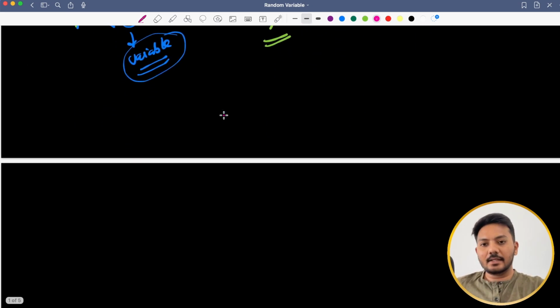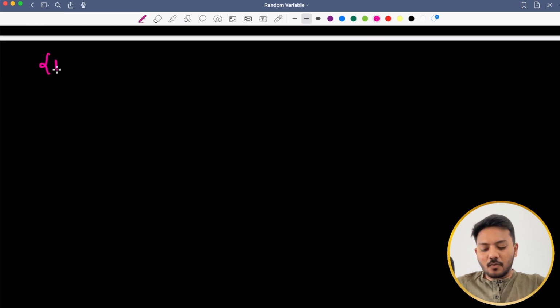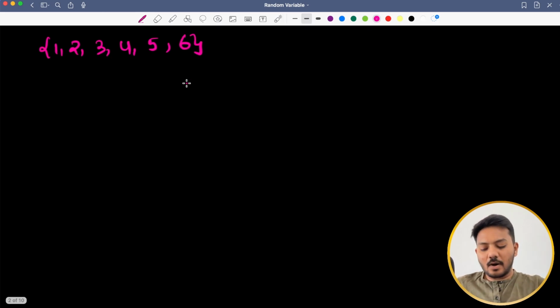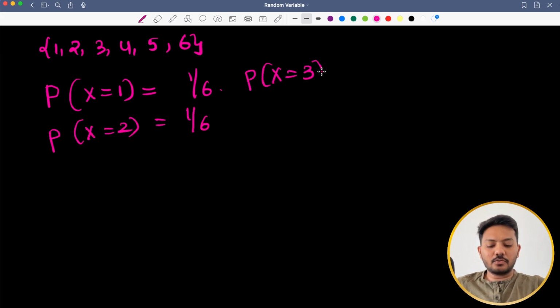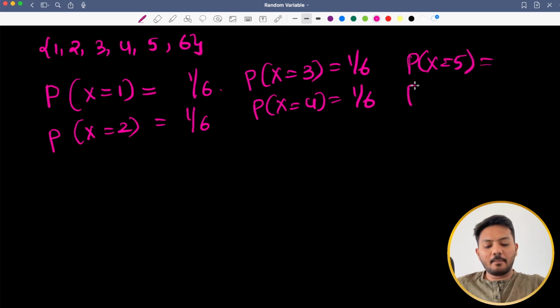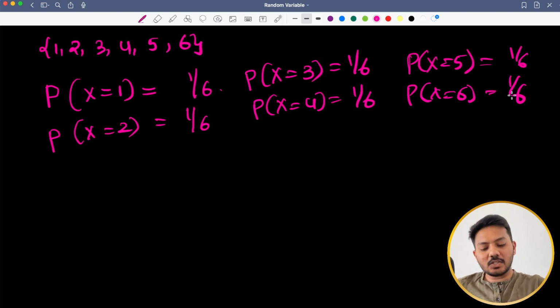And now let's take this one. So my values are 1, 2, 3, 4, 5, and 6, right? Now what is the probability of x equal to 1? This is equal to 1 by 6. And what is the probability of x equal to 2? It is also 1 by 6. Probability of x equal to 3, it is also 1 by 6. Probability of x equal to 4, it is also 1 by 6. Probability of x equal to 5 and probability of x equal to 6 are 1 by 6 and 1 by 6. We have all the values as 1 by 6 because that is a fair dice.